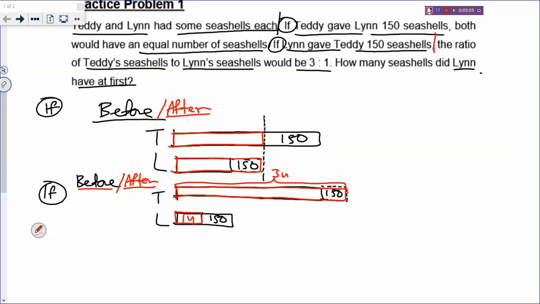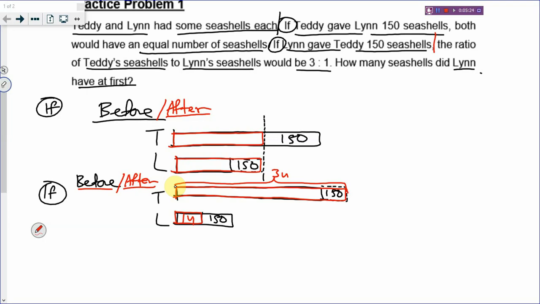So Lin will have 1 unit in the end, right? Of course, that one you can put inside if you want. But the 3 units, you can see that Mr. Ong actually put the 3 unit outside the rectangle. Why? Because I may want to write something inside the box, inside the rectangle later. Okay, so how many seashells did Lin have at first?